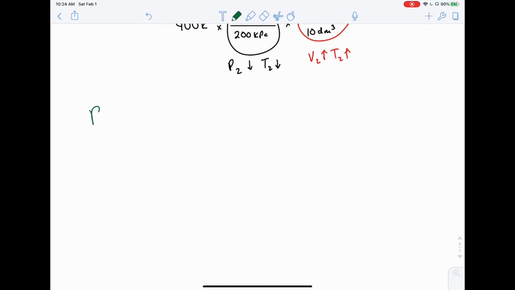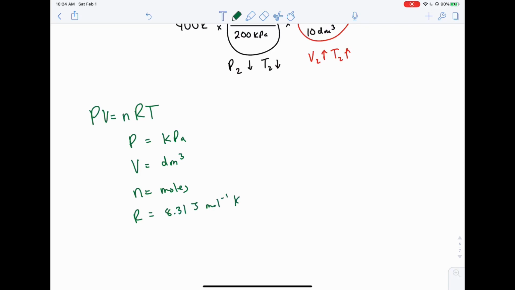Now, ideal gas law. PV equals nRT. Now, this one, the units do matter. So pressure has to be in kilopascals. Volume has to be in decimeters cubed. n is moles. R is 8.31 joules per mole Kelvin. And temperature is in Kelvin.